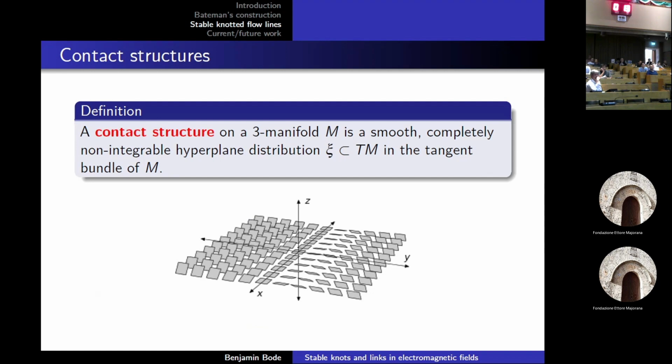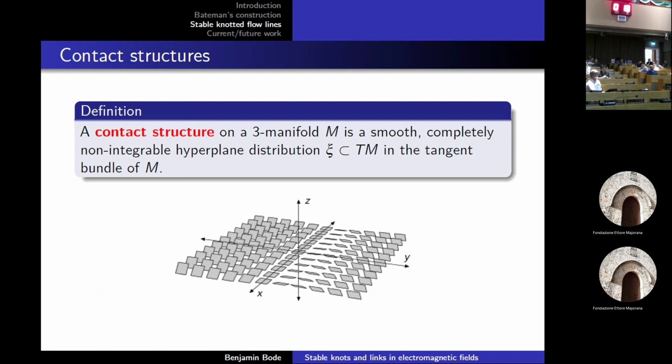So the definition is a contact structure on a 3-manifold. You have a smooth, completely non-integrable hyperplane distribution of the tangent bundle. In other words, for any point in your manifold, you have a plane in the tangent space of that corresponding point. And as you vary the point in the manifold, this plane is supposed to vary smoothly. And the condition that it should be completely non-integrable just means that there should be a certain amount of twisting as you vary the point in the manifold.